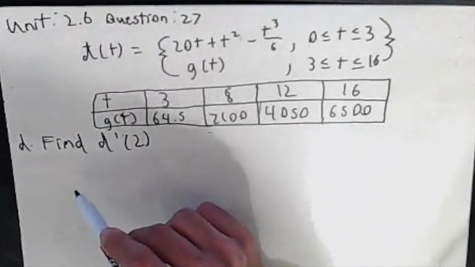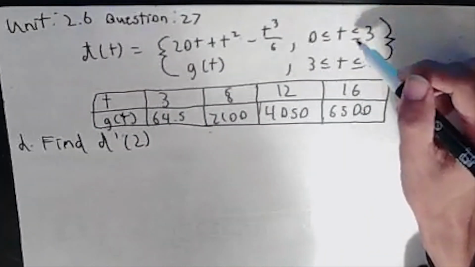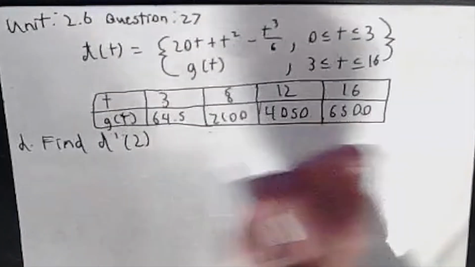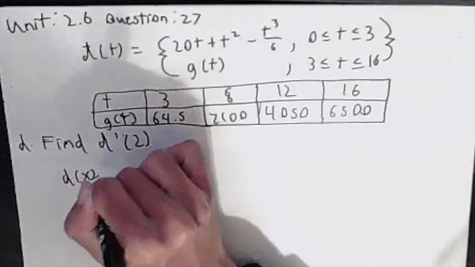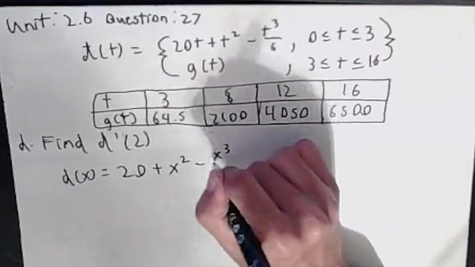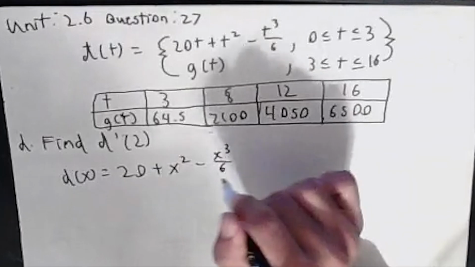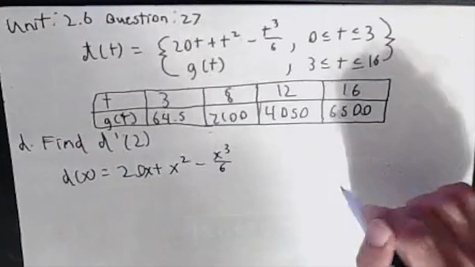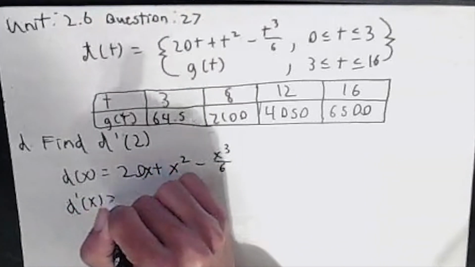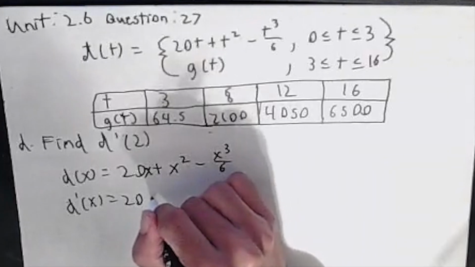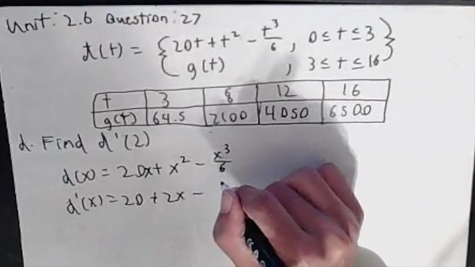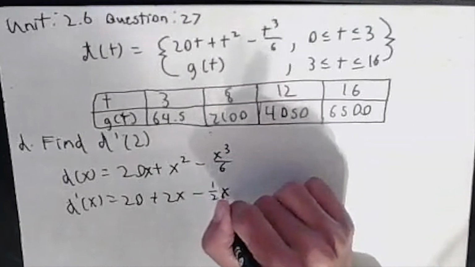Our final part, Part D, says to find d prime of 2. When t is 2, we're going to use this function up here. I'm just going to write it in x just to make it easier to read. So d of x equals 20x plus x squared minus x cubed over 6. Now we can take the derivative of each of these terms. The derivative of 20x is just 20. The derivative of x squared is 2x, and the derivative of x cubed is 3x squared. 3 over 6 is just 1/2, so we're left with 1/2 x squared.